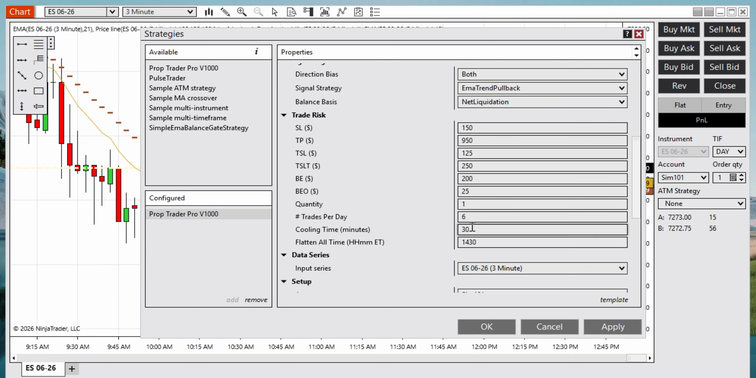So cooling time. Whether I win or I lose, the trade could be 1 minute or 1 hour. I don't know. It depends on how the movement was. So what I want to do is I don't want to revenge trade in any which way. So I want to relax for 30 minutes, so that whatever the market is, when I come back it's refreshed from the old trend. It would have had a new trend, and I'll see if I can get a real-time signal after 30 minutes, and then flatten all time.